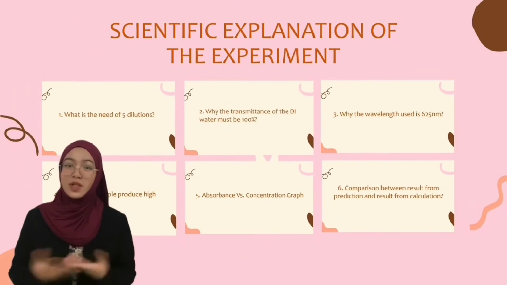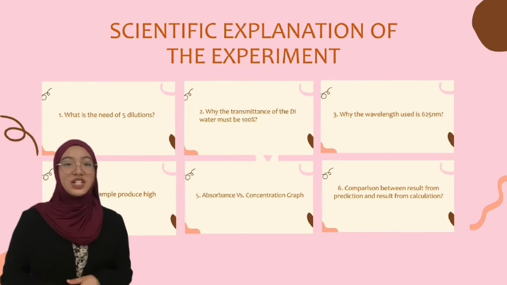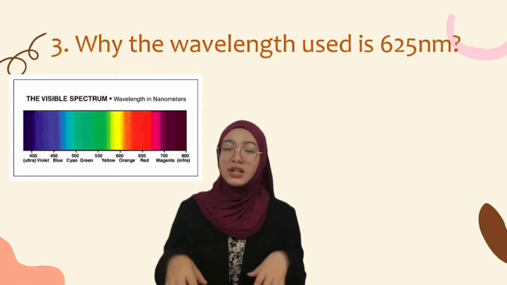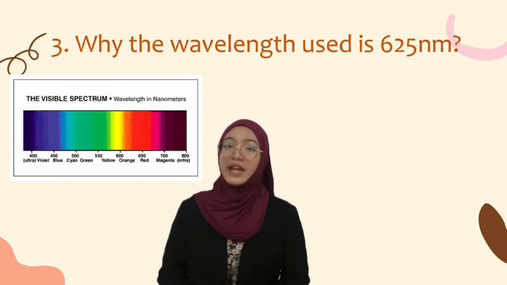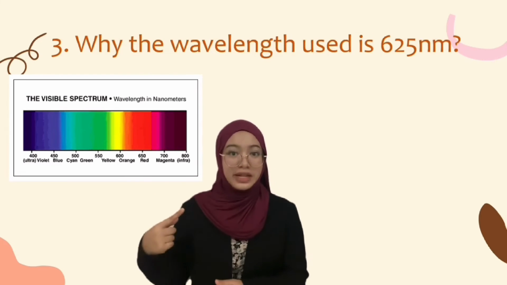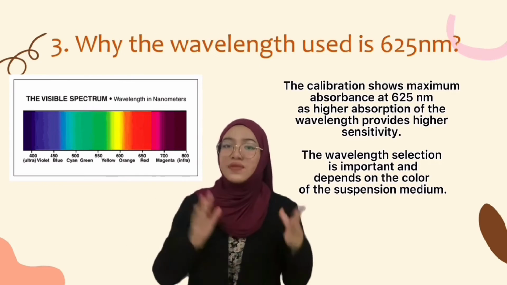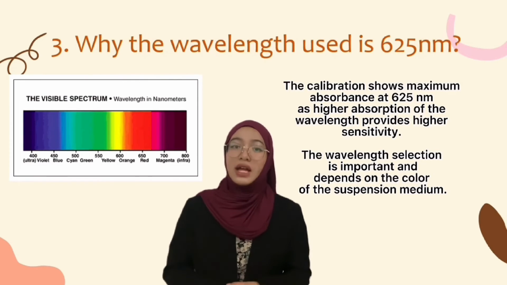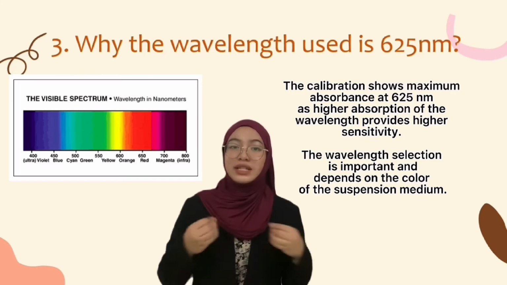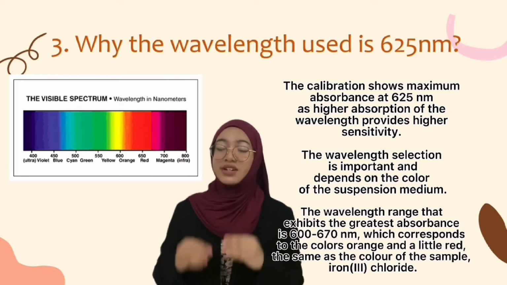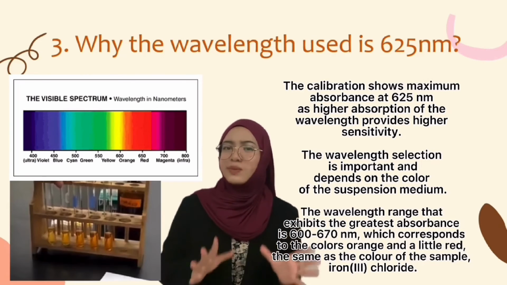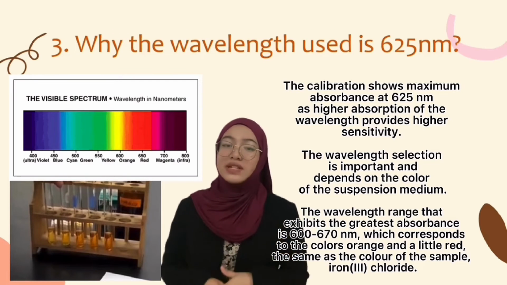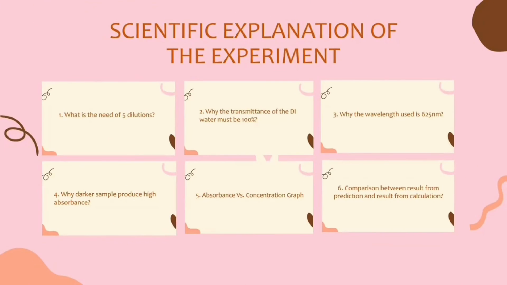The wavelength of maximum absorbance is used when determining the concentration of a colored solution, since at this wavelength, a slight change in concentration allows for a significant change in the absorbance of light. The higher absorption at the wavelength provides high sensitivity. The wavelength selection is important and depends on the color of the suspension medium. The wavelength range that exhibits the greatest absorbance is 600 to 670 nanometers, which corresponds to the color orange and a little red, the same as the color of the sample, which is iron(III) chloride.